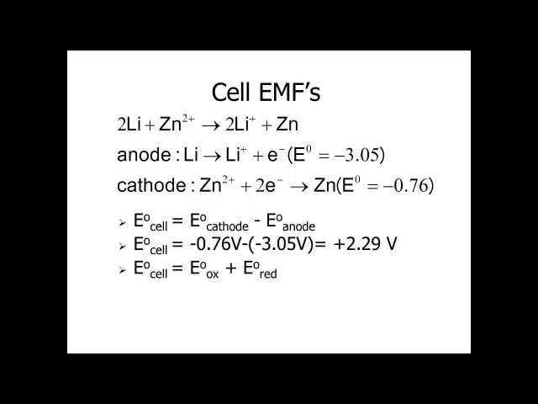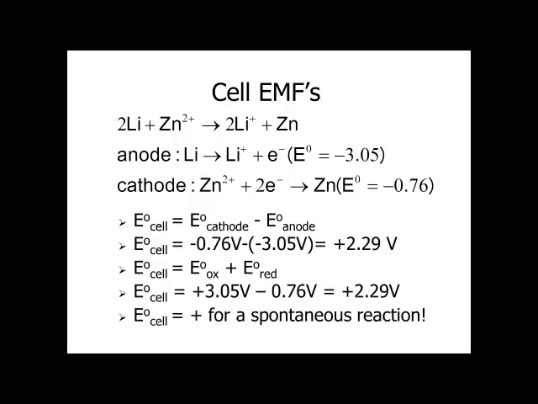You can also solve this problem by saying E0 of the cell is E0 for the oxidation plus E0 of the reduction. The oxidation, remember, was the anode, the lithium going to lithium+. The standard reduction potential for lithium is negative 3.05. That's the reduction. If you want the oxidation, it has to be a positive 3.05. If you add the standard reduction potential for the zinc, a negative 0.76, you get the same answer, a positive 2.29. If E0 of the cell is positive, it's a spontaneous reaction.